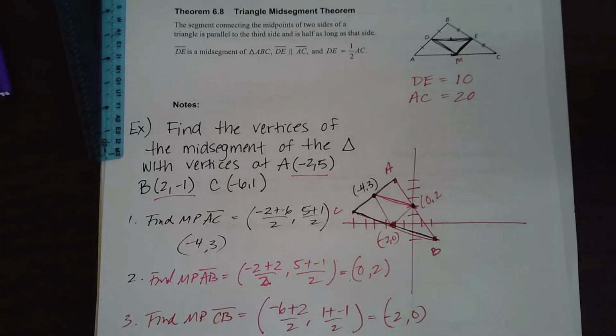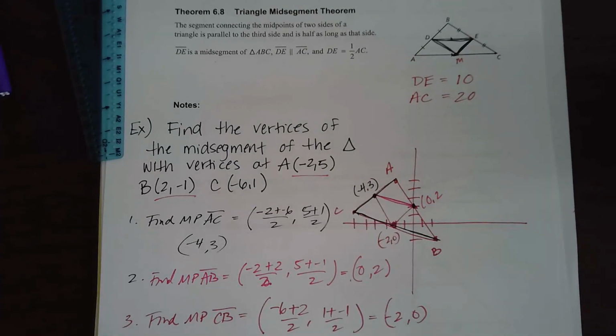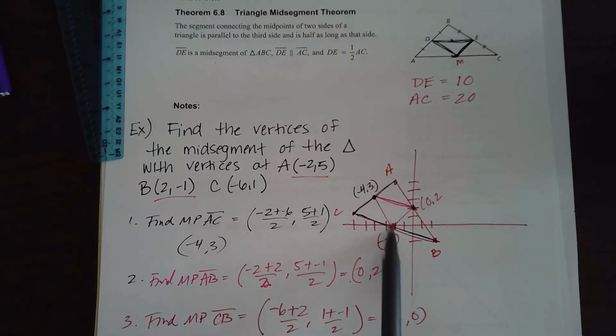I know in some of your practice, it'll ask you to find just the mid-segment of the triangle that, say, is parallel to side CB, for example. And then you would find this mid-segment. But if I asked you for the vertices of the mid-segment triangle, you would need to find all three midpoints of the triangle sides. All right, that's, like I said, nice and short.